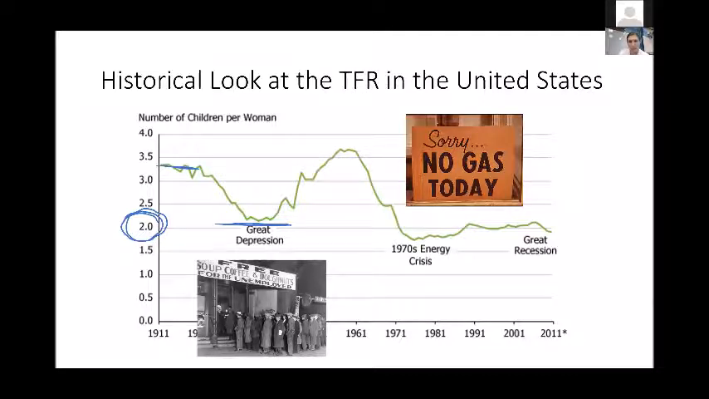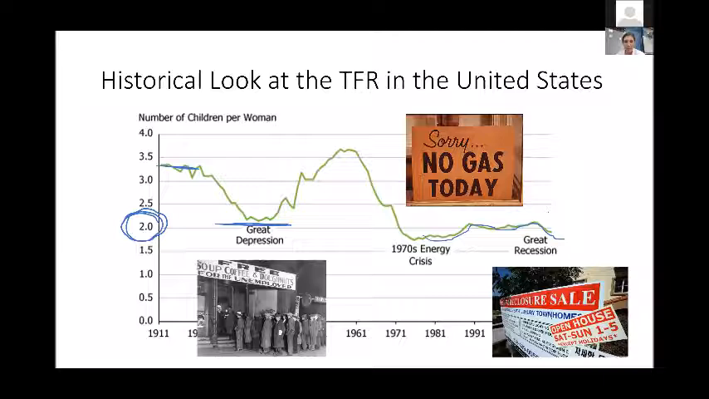And then again, we see a little bit of recovery and then a dip at the Great Recession, which just happened a few years ago. So again, people might have been losing their homes, losing their jobs, and that doesn't typically correlate with higher birth rates.